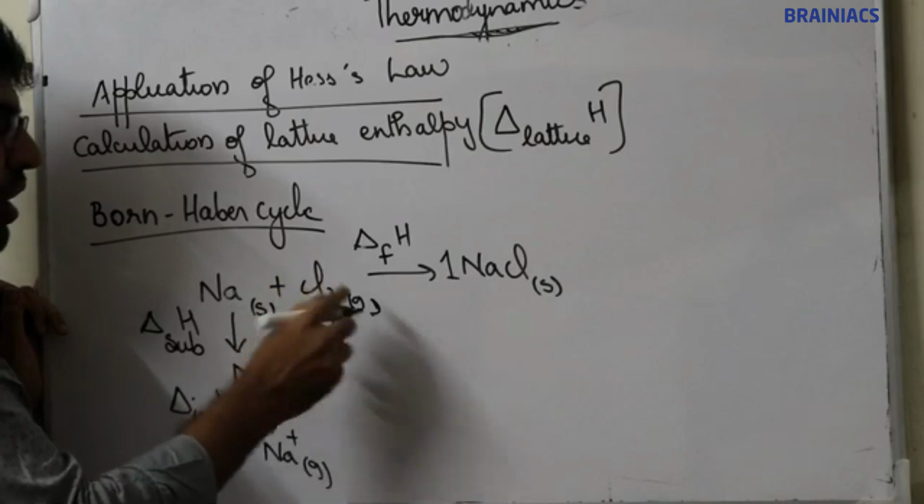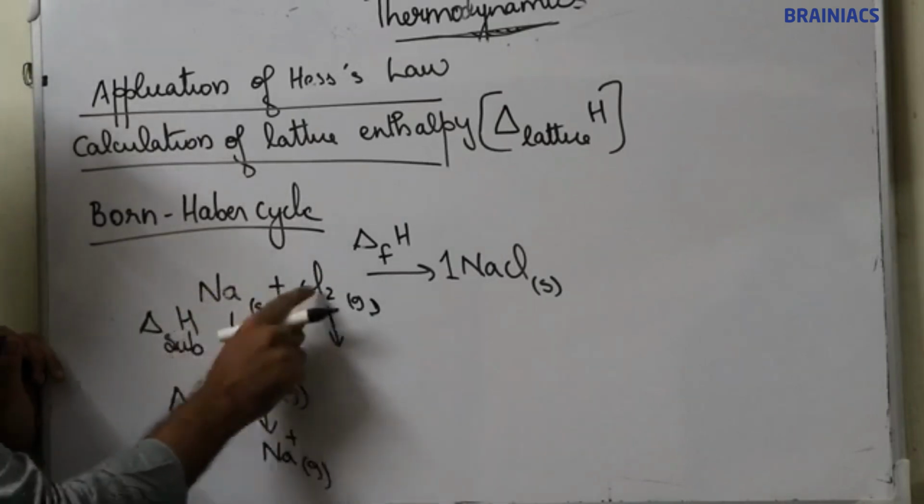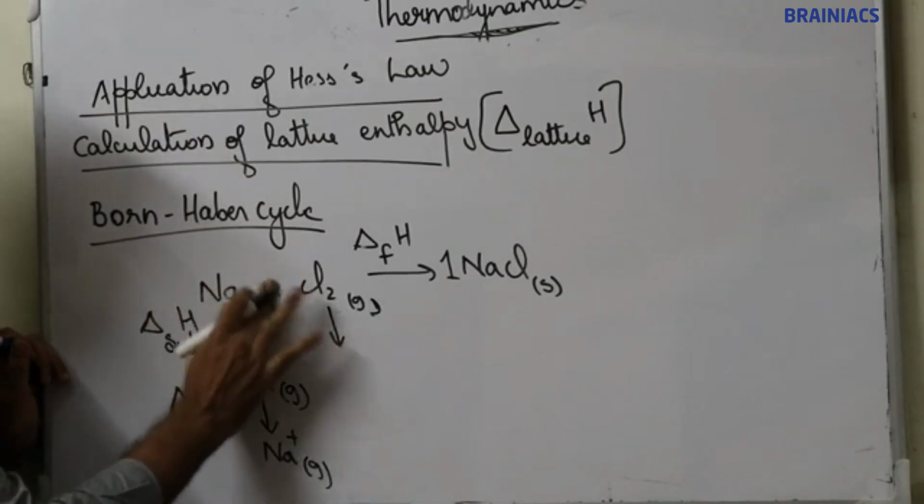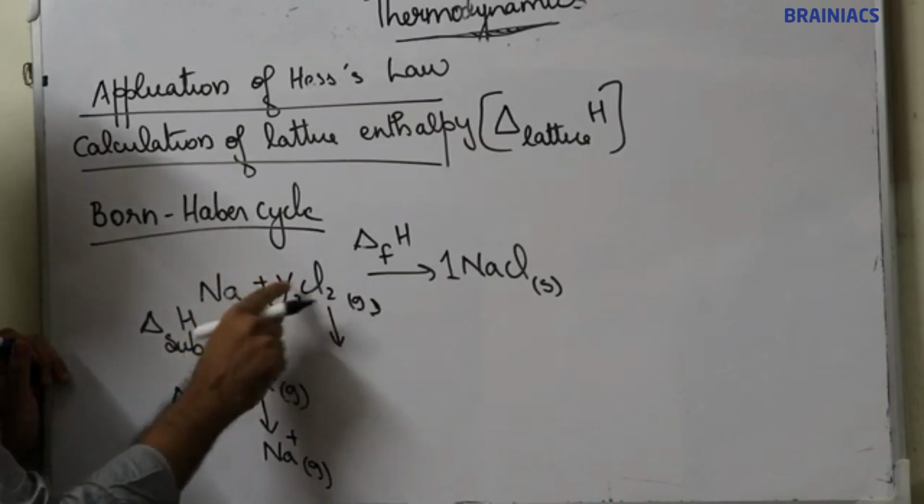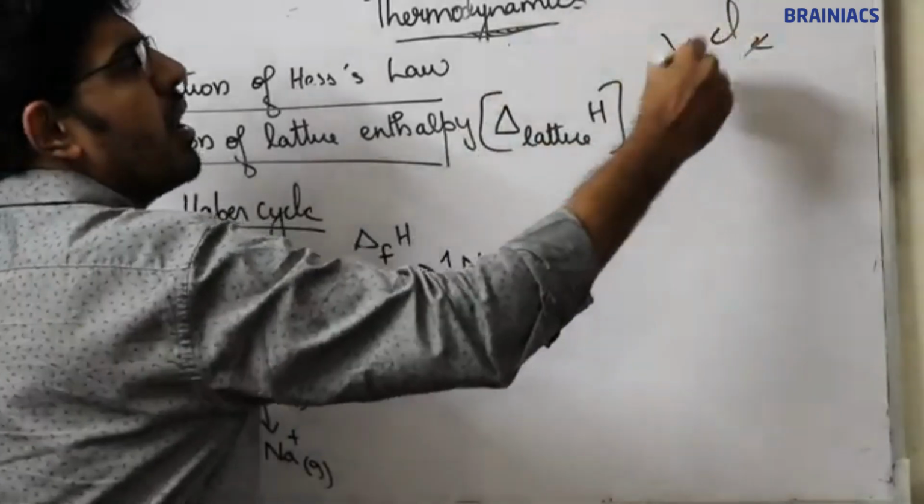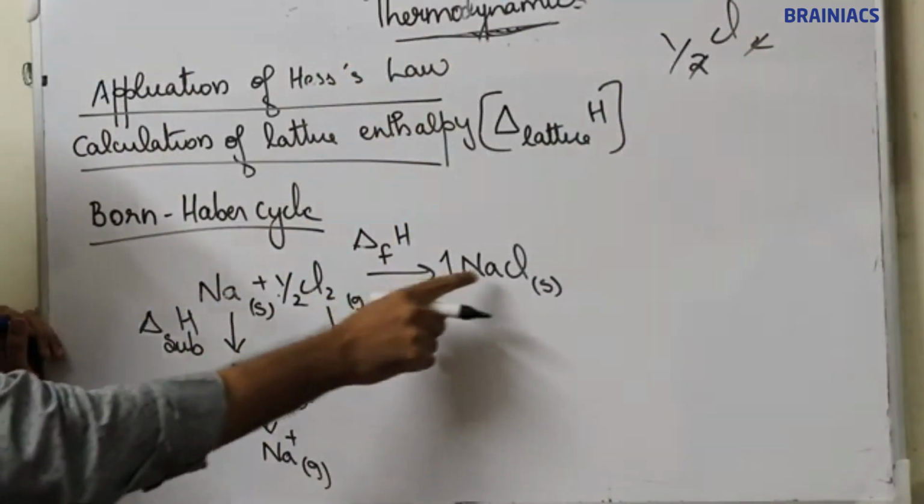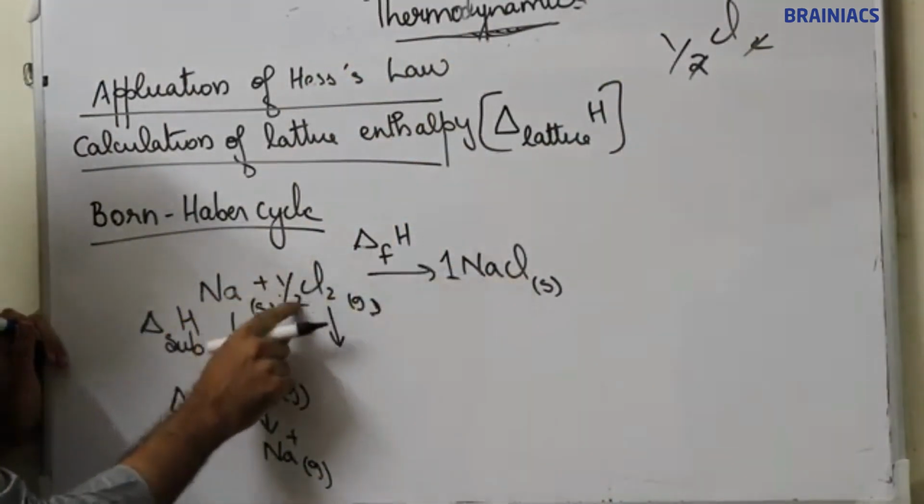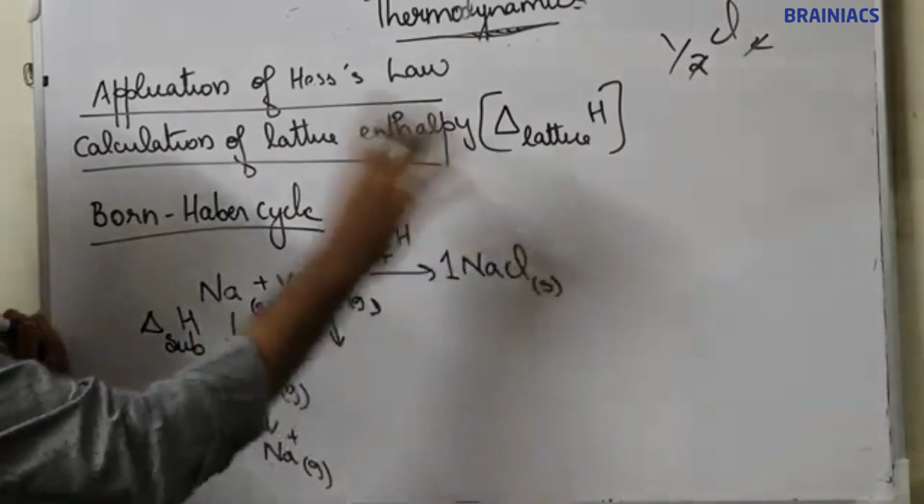Now we have to balance this equation. Na solid plus half Cl2. What is half Cl2? Half Cl2 means it is Cl, so we need only one chlorine. So Na plus half Cl2 gives 1 NaCl.